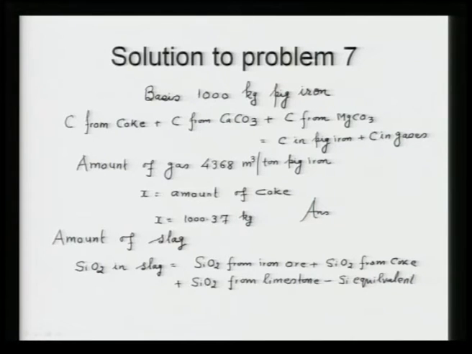Si equivalent to SiO2 in pig iron, because pig iron does not contain SiO2, it contains silicon, but since we made an SiO2 balance. So, you can write Si equivalent to SiO2 in pig iron, or other way around you can do silicon balance. Whichever way you want to do, the solution will be the same. I am omitting the values, you can write down those values.